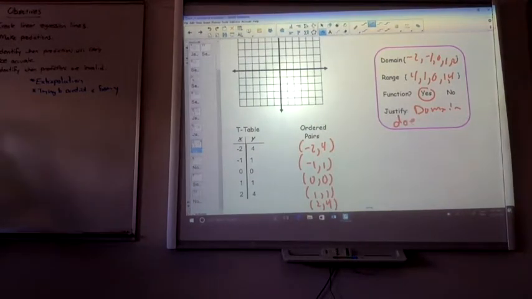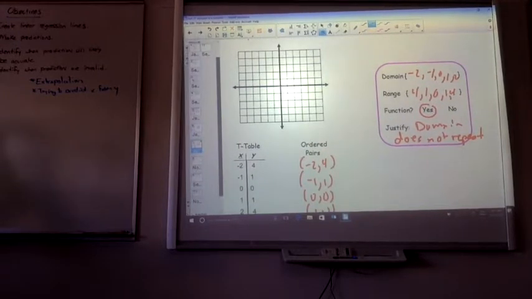In the test, do we have to do all of this stuff? We'll see. We're just trying to get some practice. So the domain does not repeat. Some of you might notice that the range does repeat, but we haven't talked about that yet. We're just talking about justifying the domain. The domain has to do with the x values.